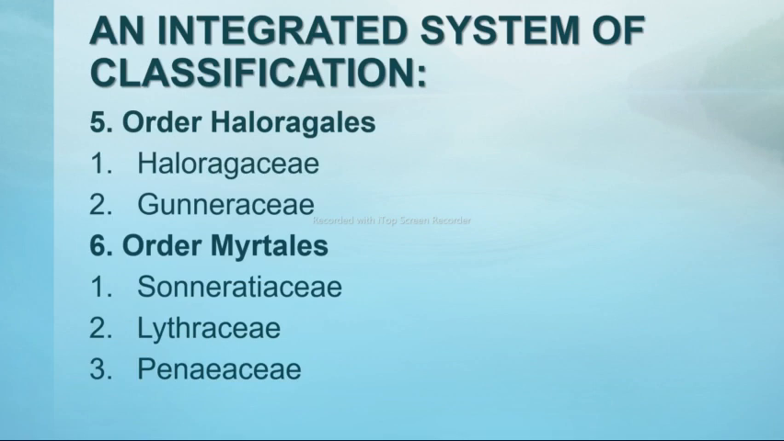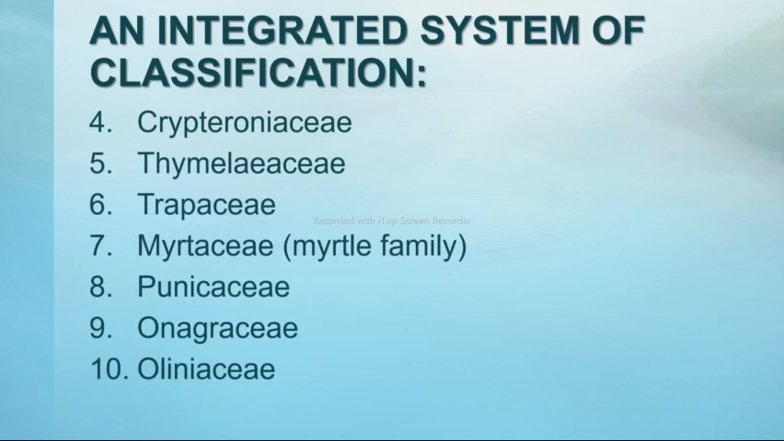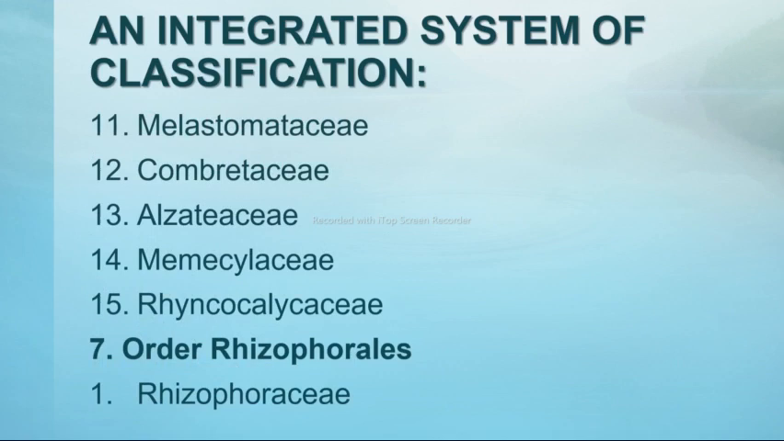Sixth order is Myrtales, and it includes the Sonneratiaceae and Lythraceae. And the next is Penaeaceae. And the next is the Crypteroniaceae, Thymelaeaceae, and Trapaceae. And the next is Myrtaceae, which includes the Myrtle family. And the next is the Punicaceae. And next is Onagraceae and Oliniaceae. Next is the Melastomataceae and Combretaceae, Alzateaceae, Memecylaceae, Rhynchocalycaceae, and the seventh order is Rhizophorales, which includes the Rhizophoraceae.